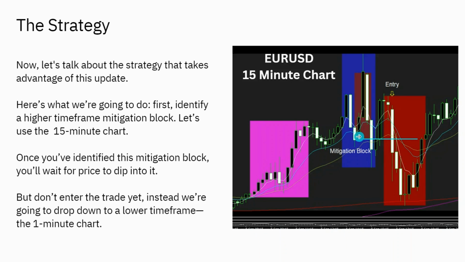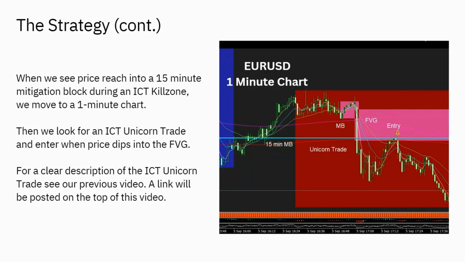Here is our 15-minute chart where we have a high, a low, and a higher high. Then we draw our line to indicate the mitigation block. Once price closes beyond that line and then retraces back into it, we're looking for an entry to the downside. When we see price reach into a 15-minute mitigation block during an ICT Killzone, we move to a 1-minute chart. Remember, the ICT Killzone is where we're looking for our trade entry.